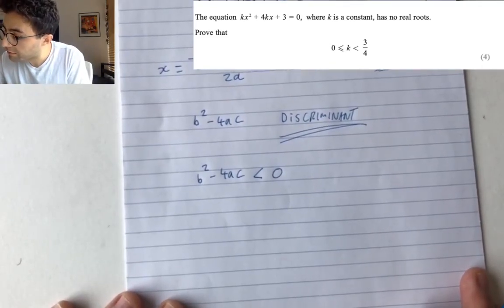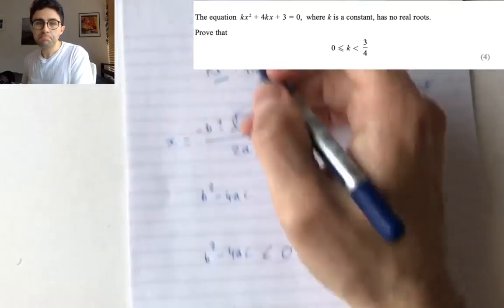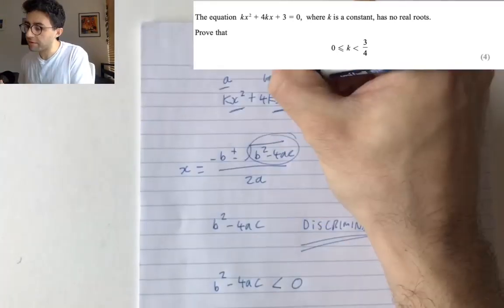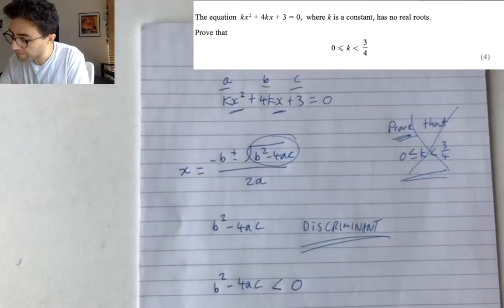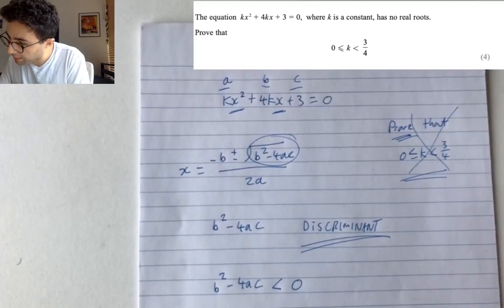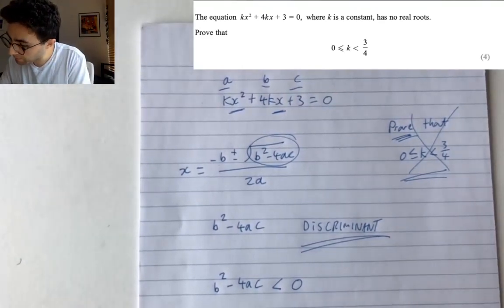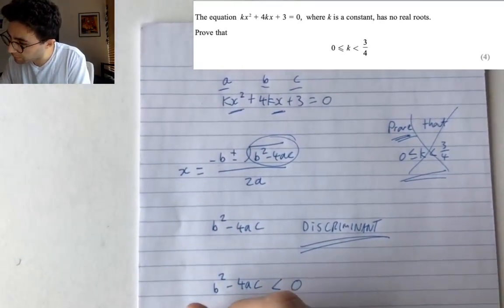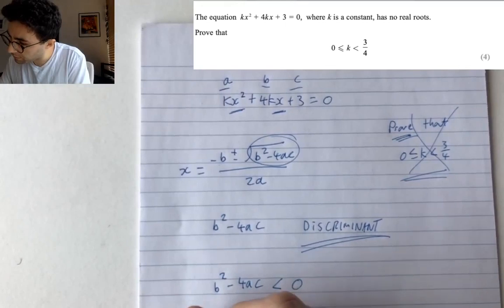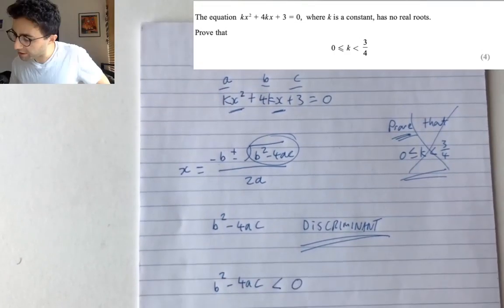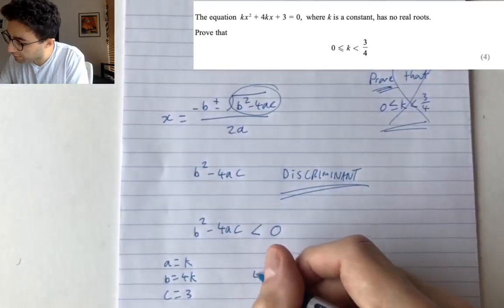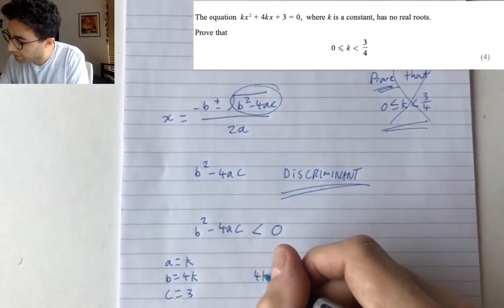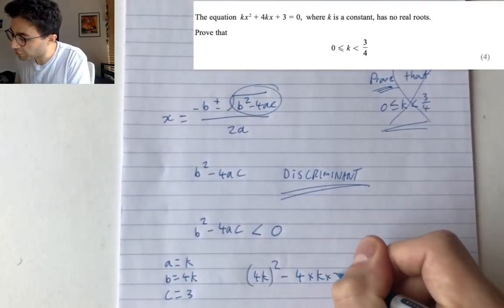So, actually going back up here, I can tell you what my stuff is. a, b, and c. It's the numbers in front of the x squared, the x, and just the number at the end. So it's the coefficients, if you like. Just write them out again. a equals k, b equals 4k, c equals 3. And then it's just a case of plug and play, really, isn't it? Let's do it. 4k squared minus 4 times k times 3 less than 0. Joy to behold.